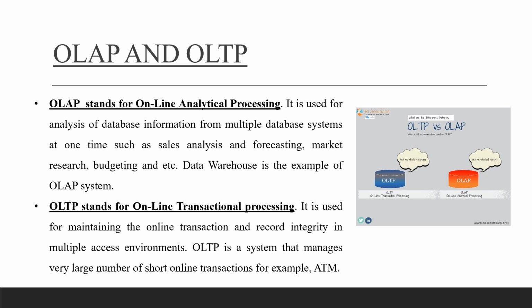Next comes the topic OLAP and OLTP. First, let us know what is OLAP. OLAP stands for Online Analytical Processing. It is used for analysis of database information from multiple database systems at one time, such as sales analysis and forecasting, market research, budgeting, etc. Data warehouse is an example of an OLAP system.